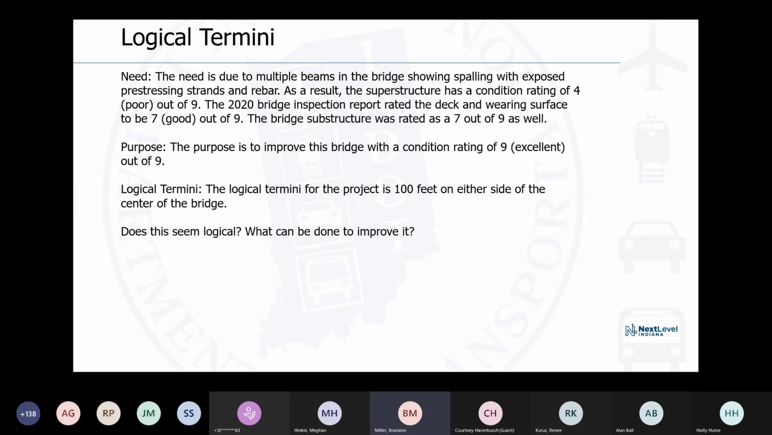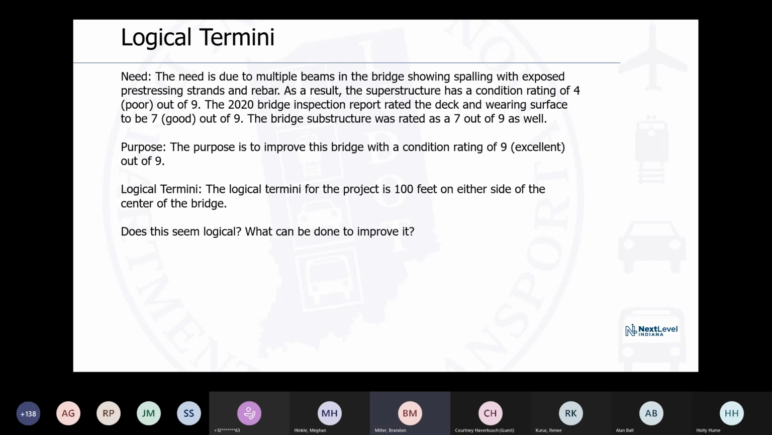I only have two examples for logical termini. These are the previous purpose and needs that we did. I did not improve them. They are the exact same ones. I bring this in because purpose and need and logical termini coincide with one another. How well you define a project in your purpose and need can really do a lot to help you define where your actual logical termini are located.